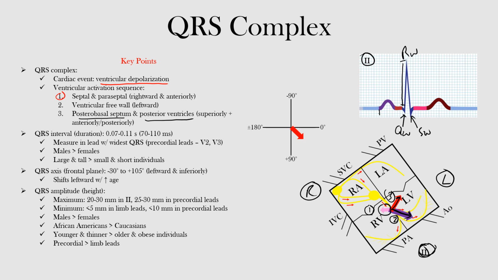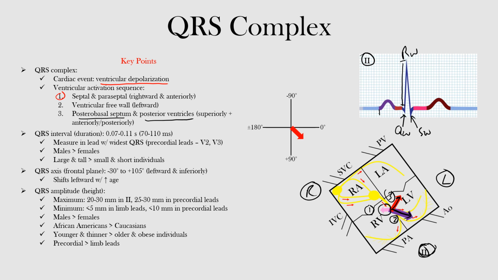Okay, now let's discuss the duration of the QRS complex. You may also hear it referred to as the QRS interval. It represents the duration of ventricular activation. It is measured from the beginning of the first appearing Q or R wave of the QRS complex to the end of the last wave of the QRS complex.